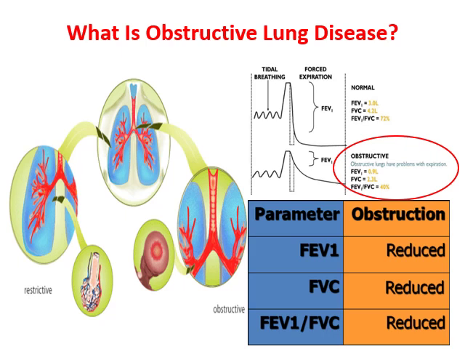Note that both the forced vital capacity and forced expiratory volume in the first second are reduced. But the reduction in the forced expiratory volume in the first second is much more than the reduction of the forced vital capacity. That's why the ratio of the forced expiratory volume in the first second to the forced vital capacity is reduced. And this is an important finding in obstructive lung disease.